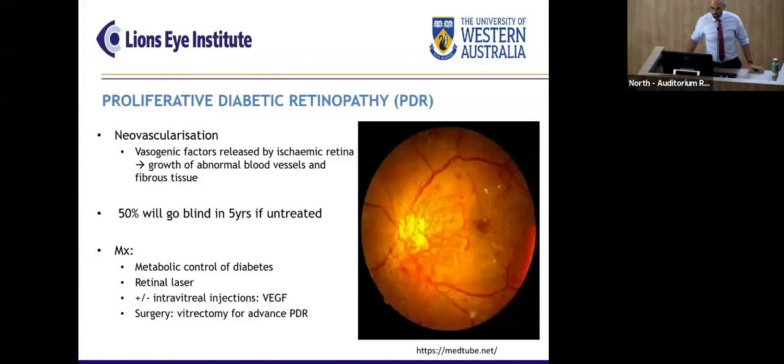So a little bit more about PDR. There's a better image there of a massive neovascular frond. Can everybody appreciate that? You've got this squiggly, very lacy looking collection of blood vessels that shouldn't be there. It's caused by the ischemic retina, as I mentioned. If you don't treat these guys, 50% of them go blind in 5 years. So ideally they're detected before they become proliferative. But if they do become proliferative, they need immediate referral to ophthalmology, and there's various things that we can do for them. I'll talk about those more in detail at the end.